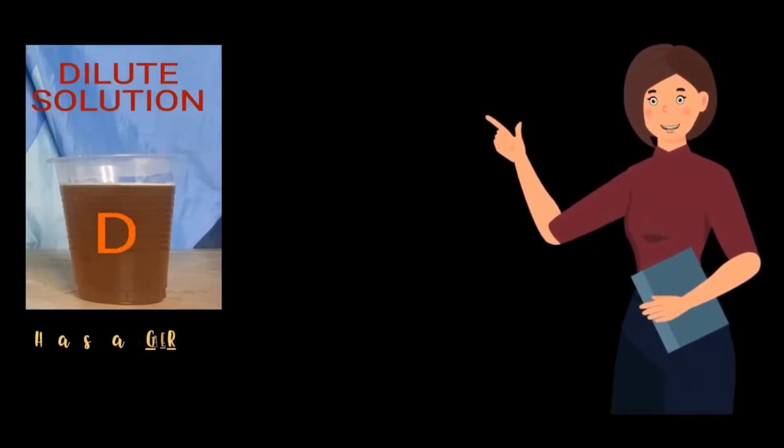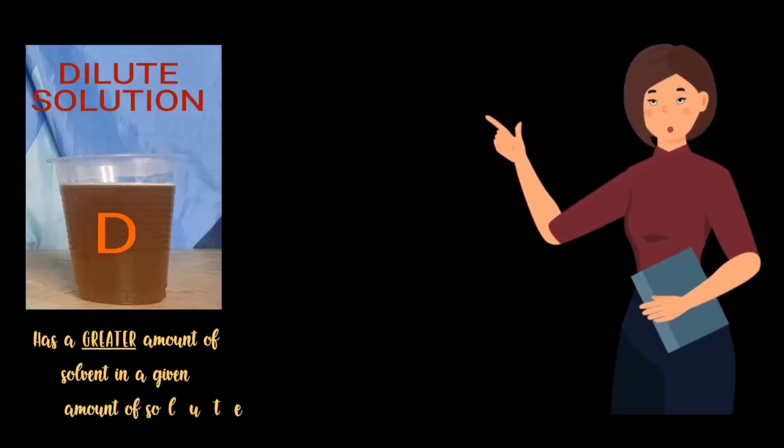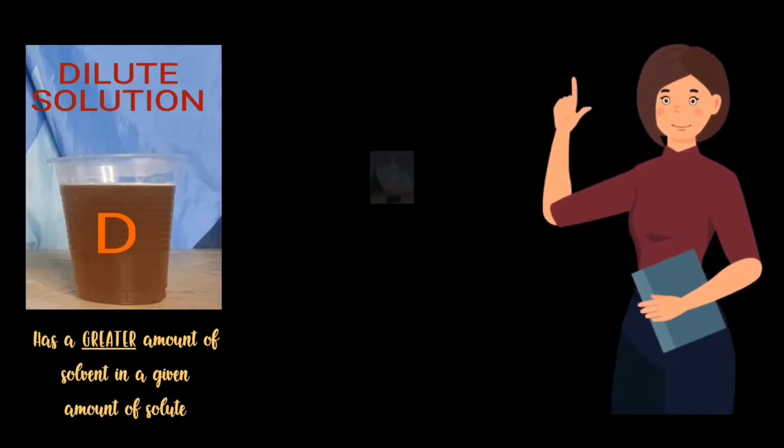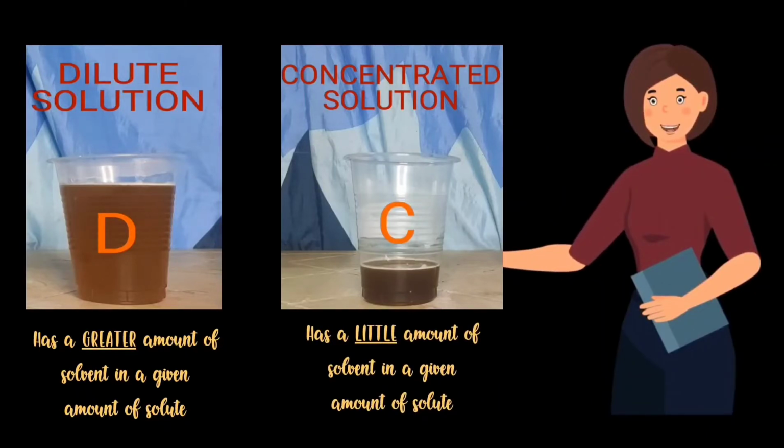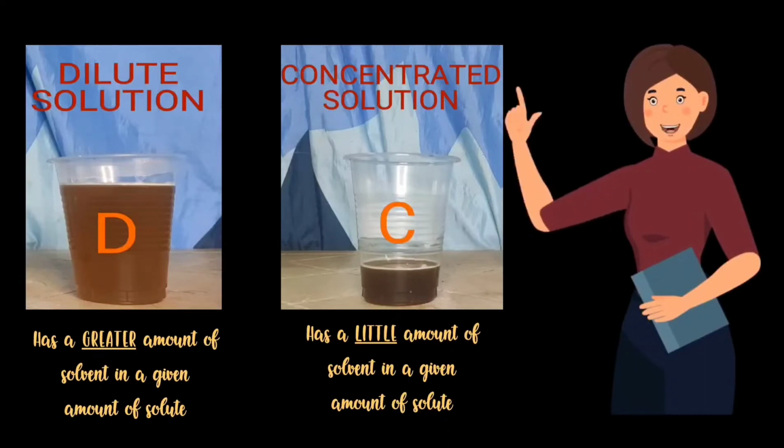From part 2 of our activity, we can say that dilute solution can also be described as the solution that has a greater amount of solvent in a given amount of solute, while concentrated solution has a little amount of solvent in a given amount of solute.